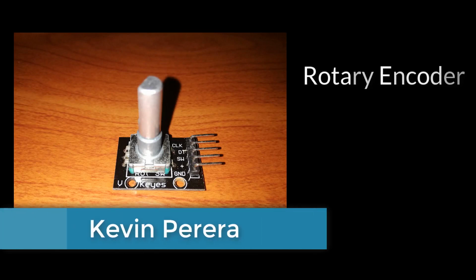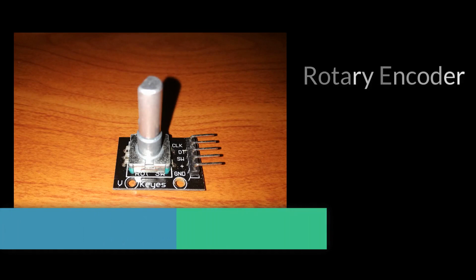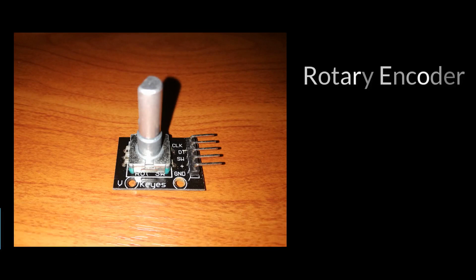Rotary encoder. This component allows us to take the measurements in real time. When the knob rotates, it will count the rotation that occurred and send the data to the processor.